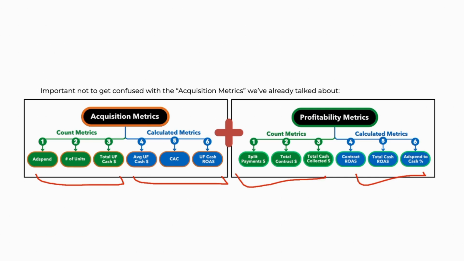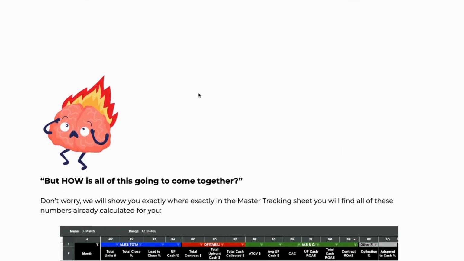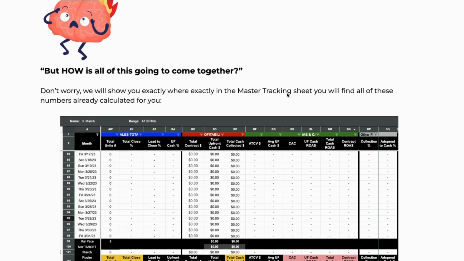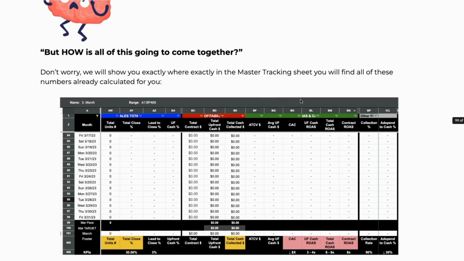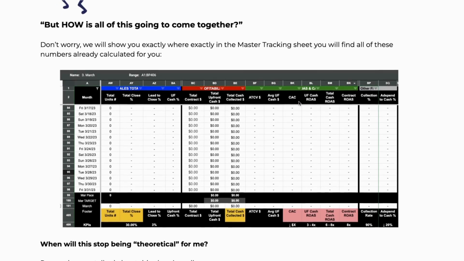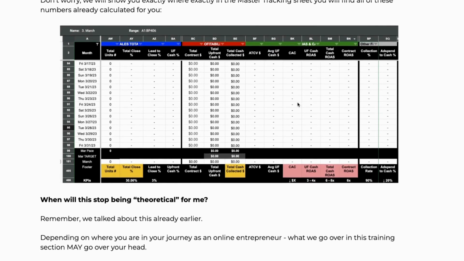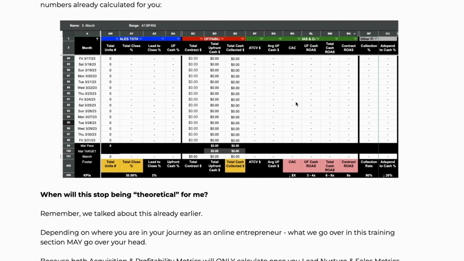Now, take a deep breath, stick with me here for a second. The question is, how in the world is all of this going to come together? Don't worry, we're going to show you exactly where all of this is in the master tracking sheet. And the question also might come up, when will all of this stop being so theoretical for me? Remember, like we talked about earlier, depending on where you are in your journey, you may be in the initial stages where you only have maybe ads launched, maybe you don't even have your ads launched yet, you're just going through this for the first time to plant the seeds.